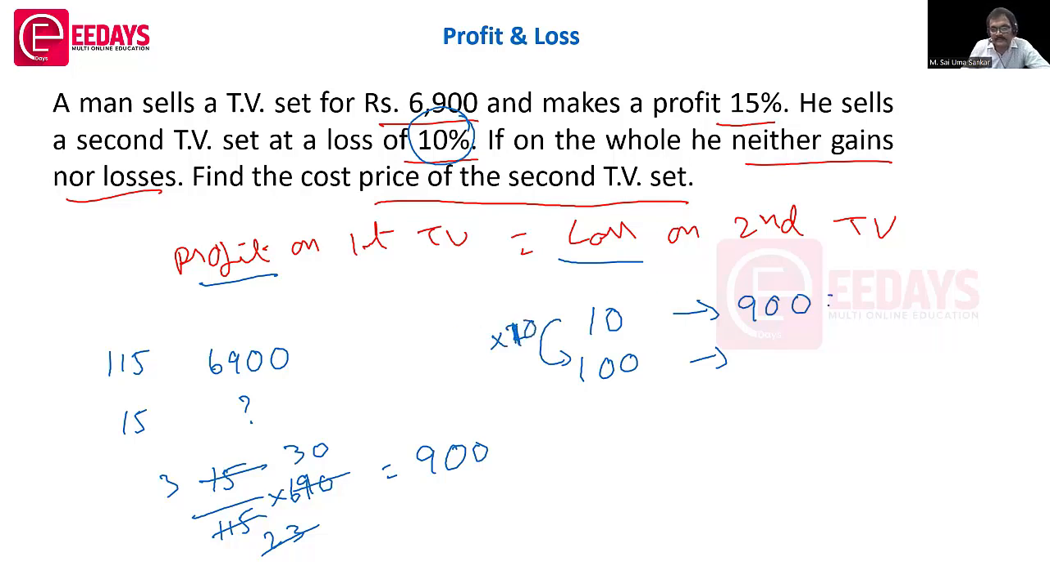So 900 into 10, 9,000 is the correct answer.